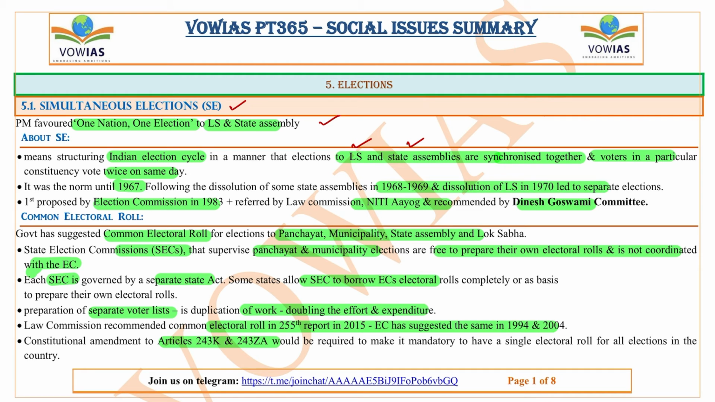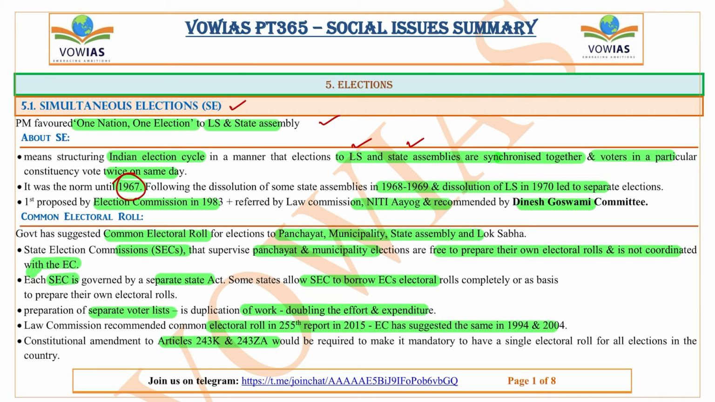Till 1967 this used to happen, but later on, because of various reasons, like coalition politics, the governments used to fall in between. The governments never completed 5 years. So during that time, elections had to be conducted midway because the government had fallen. Because of that, this cycle of holding simultaneous elections both for the center as well as the state has broken down. Once this broke down, it led to elections being held at different times in all the 5 years.